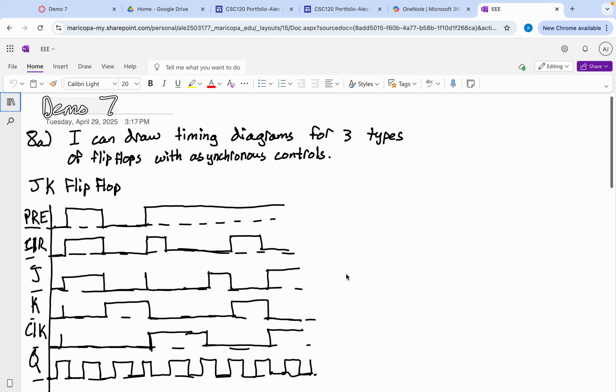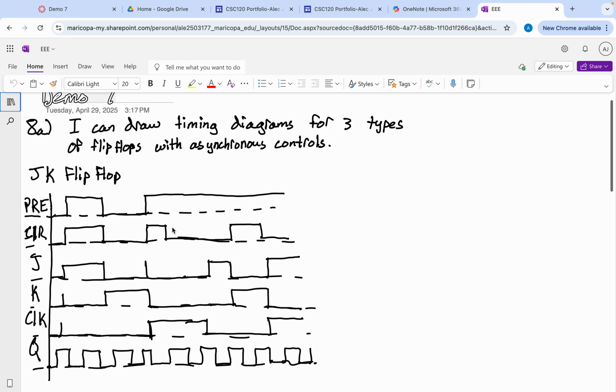Okay, this is my demo 7. I'll be demoing on 8A and 8B. For 8A, the competency is I can draw timing diagrams for 3 types of flip-flops, a JK, a D, and a T flip-flop with asynchronous controls.